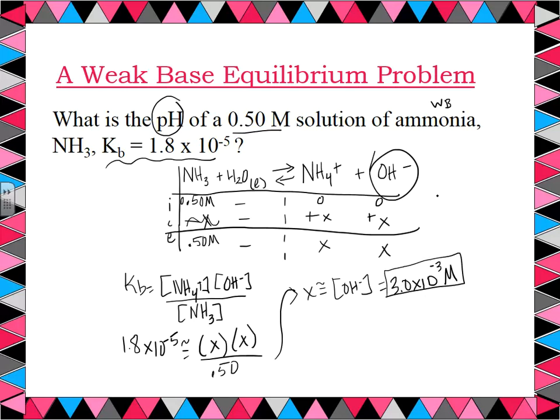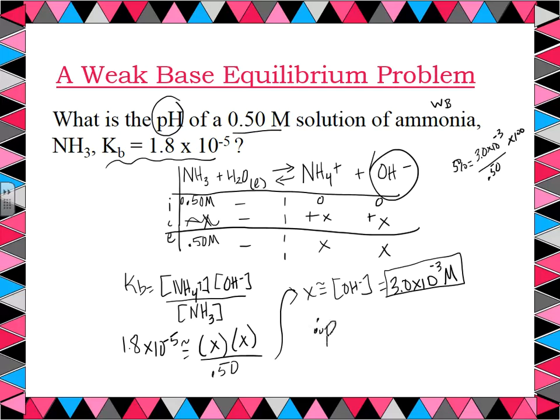So always check your 5% rule. And if you check the 5% rule on this, it is less than 5%. Let me just remind you, you wouldn't have to show me that for the 5%, but I would always check it. You take your x, which is 3.0 times 10 to the negative third, divide by your original concentration, 0.50, times 100. And as long as that is less than or equal to 5%, then it's okay to neglect the x.